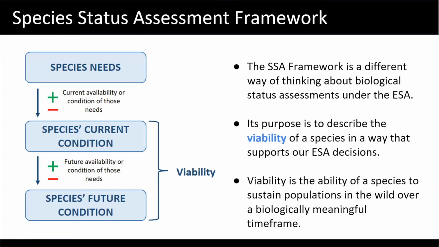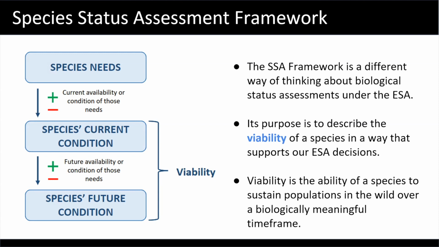Thanks. I borrowed these graphics and slides from the SSA framework, so I can't take credit for them, but I will do my best to explain what they share. Species status assessments are the framework that we use to analyze a species' viability to inform decisions under the Endangered Species Act. SSAs might inform whether to list a species or whether to delist a species. They may also help us do 5-year status reviews or draft recovery plans.